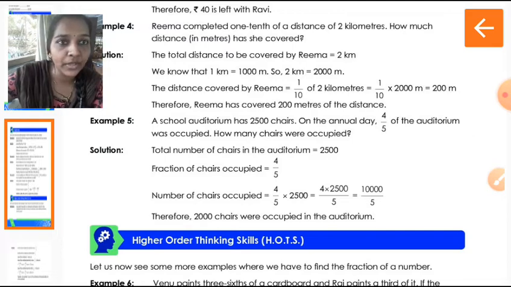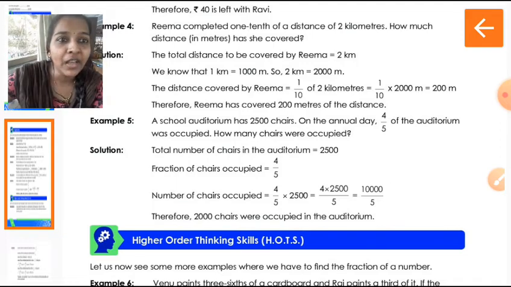Then how many chairs were occupied? That is the question. You have to find what is 4 by 5 of 2500. You know, 4 by 5 of 2500 means 4 by 5 into 2500, right? Yes. Now you can simplify.